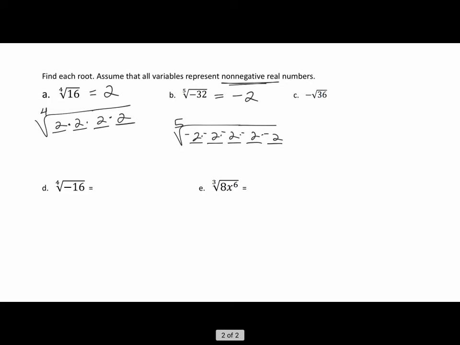Example C, the negative square root of 36. This is just a square root. So the negative stays in front, and 6 is the number that multiplies twice to be 36.